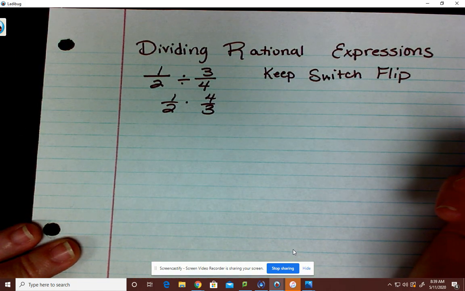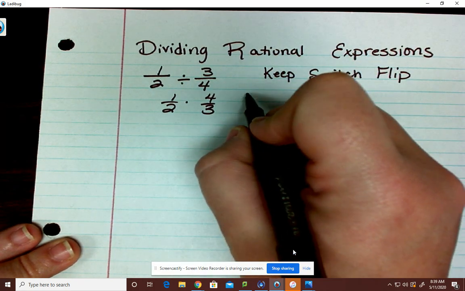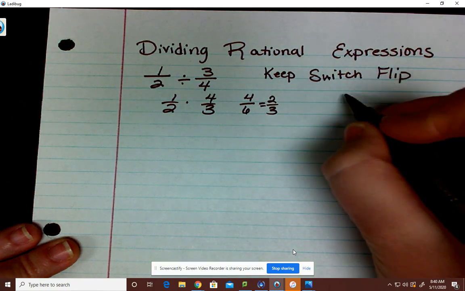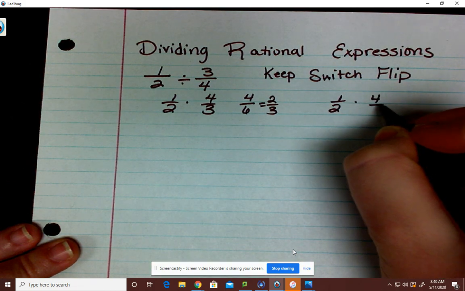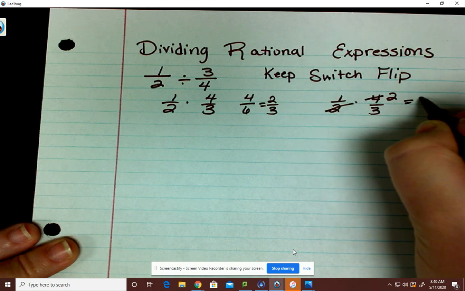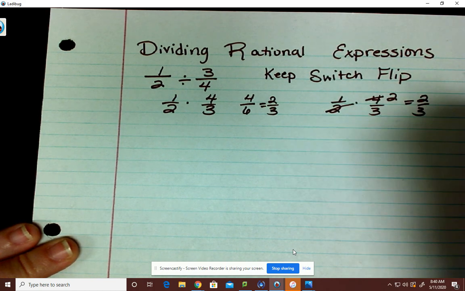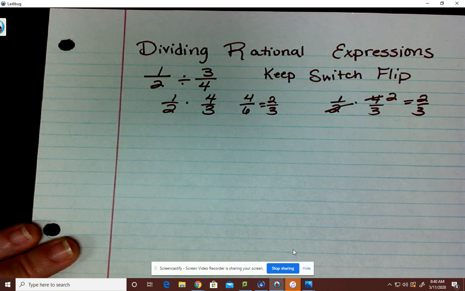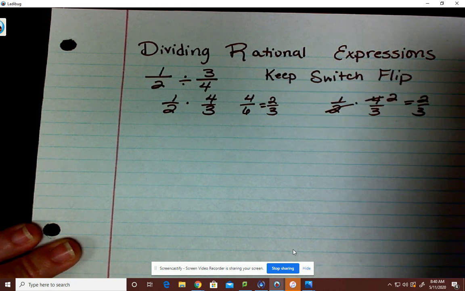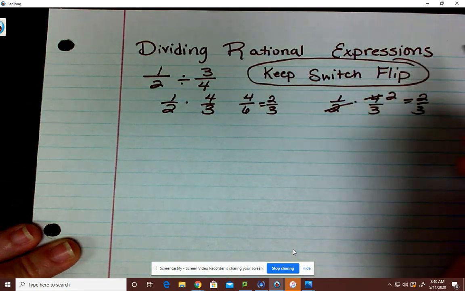Two ways I could do this. I could go ahead and multiply straight across and get 4/6 and then simplify that to 2/3. Or I could say, okay, I could cancel that to a 2 and then go straight across and get 2/3. This is kind of the idea we're going to keep here. But we still, when we're dividing fractions, because rational expressions are fractions, we'll have to use this idea.